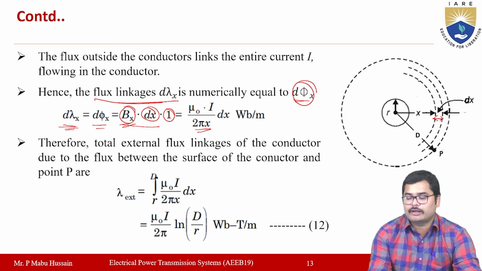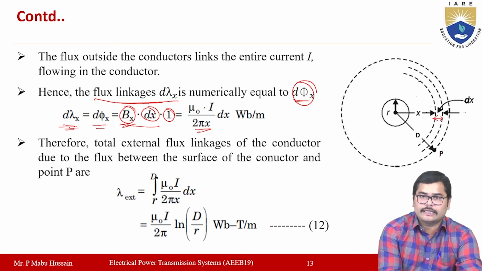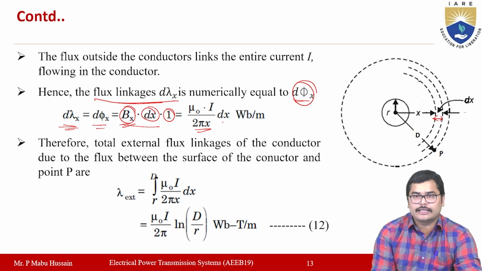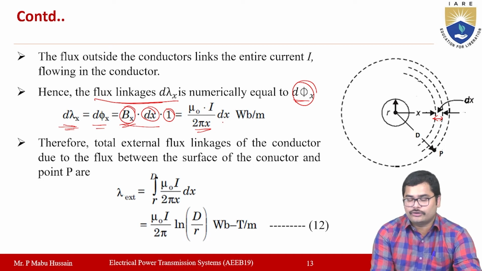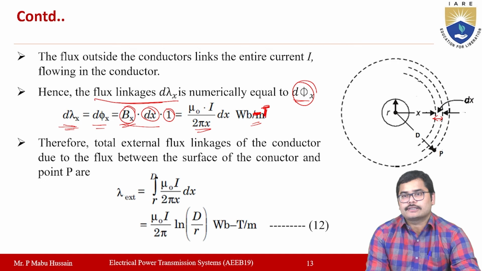So this is the flux linkages inside the tubular element. Inside this tubular element, the total flux linkages value is represented with dλx. So dλx will be equal to μ0 I/(2πx) into dx, and the units are Weber turns. Here it is represented wrongly. As it is a flux linkage, the units are Weber turns.